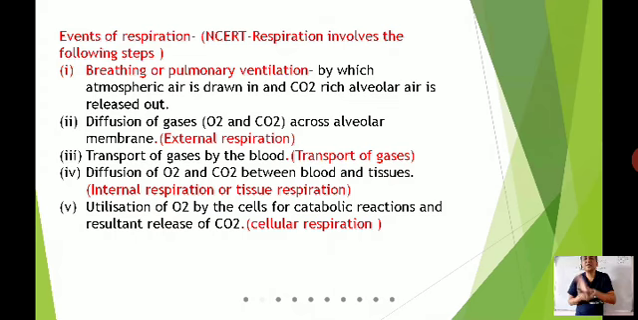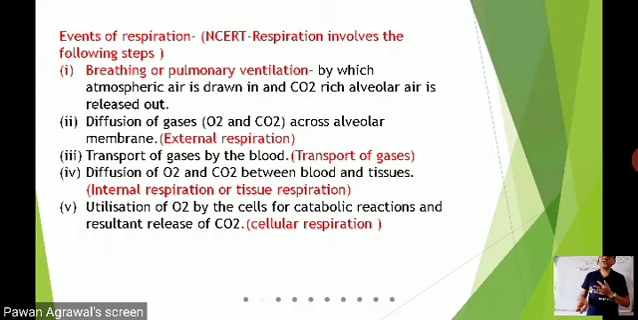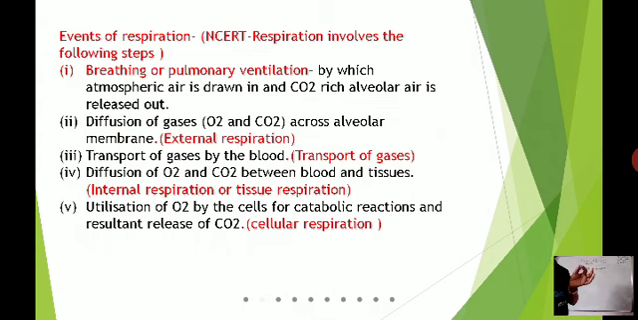Now oxygen reaches up to the capillaries, so there is transportation of this oxygen from capillaries up to the tissues. So that is the transport of gases. Now at the level of tissues, the O2 will reach into the tissues and CO2 will come out. This is at the level of tissues, so it is known as the tissue respiration. And ultimately, this oxygen is used for the catabolic processes and release of energy. That is known as the cellular respiration.